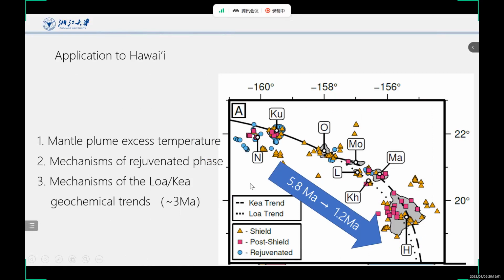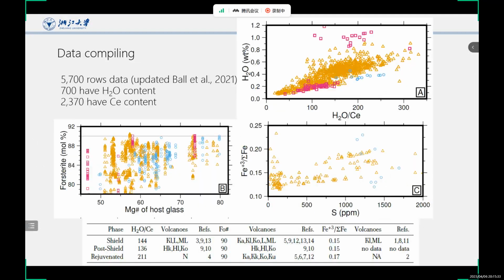And there are three questions they conclude are still not solved, which are the mantle plume under Hawaii, the excess temperature of the mantle plume under the Hawaii volcanoes, the mechanism of the rejuvenated phase, and the mechanism of how these two trends are produced. And first, they collect the data.